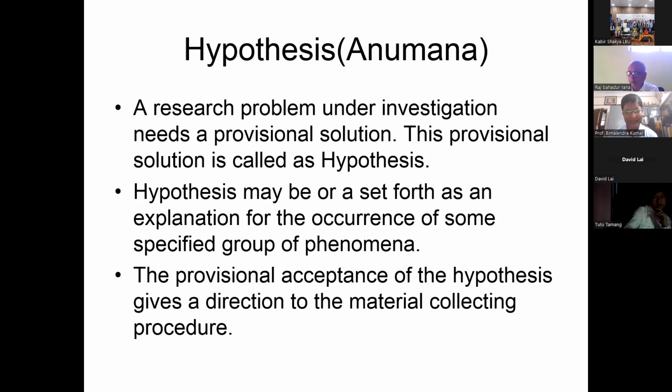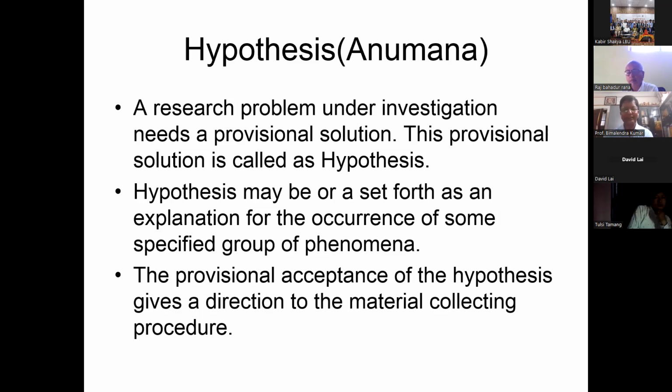A hypothesis may be set forth as an explanation for the occurrence of some specified group of phenomena. There are some of the events or things which are happening in our day-to-day life. So this anumana, or this hypothesis, is a set of our present solutions related to how these things are happening in our day-to-day life, or how the events are occurring.